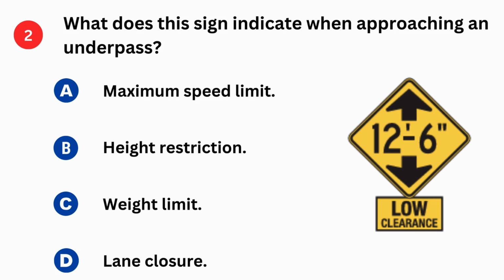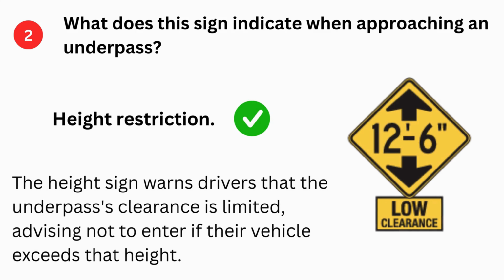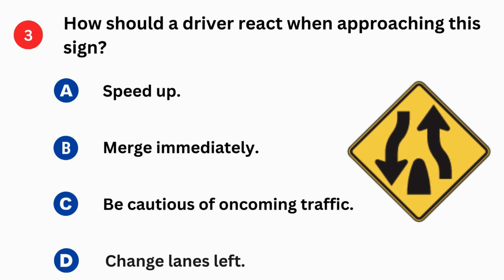Options are A. Maximum speed limit, B. Height restriction, C. Weight limit, D. Lane closure. Height restriction. Explanation. The height sign warns drivers that the underpass's clearance is limited, advising not to enter if their vehicle exceeds that height. How should a driver react when approaching this sign?